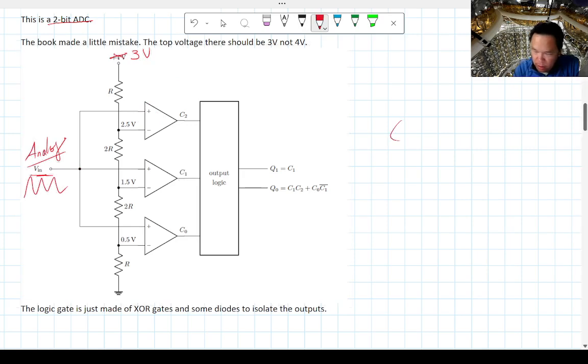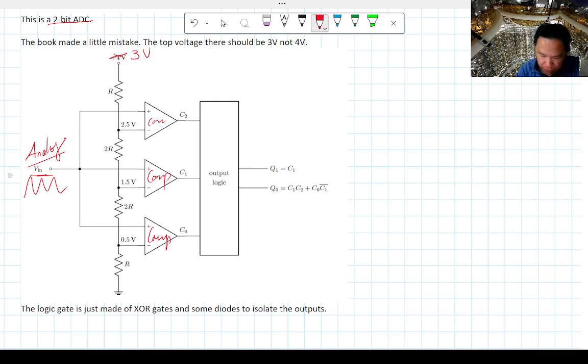Comparators, right? Remember, these comparators just compare the 2 inputs. If it's positive, then it goes to high. If it's negative, well, in this case, it's going to go to 0 instead.